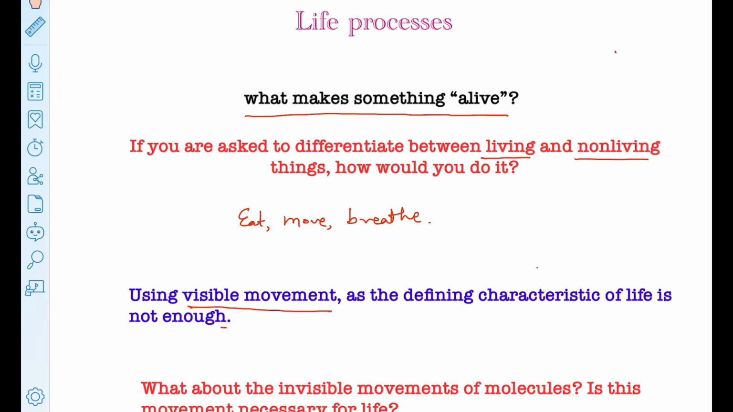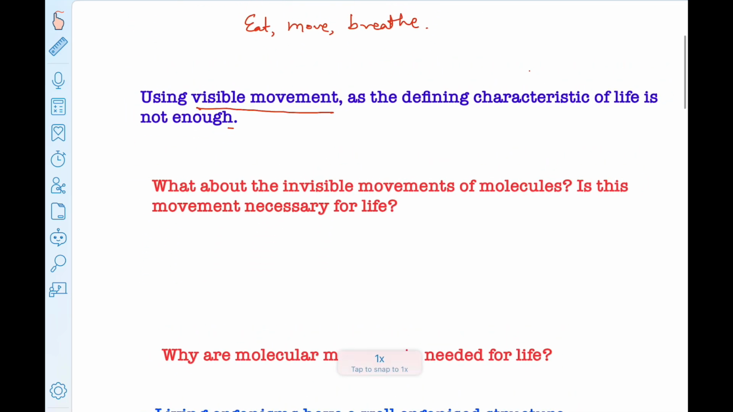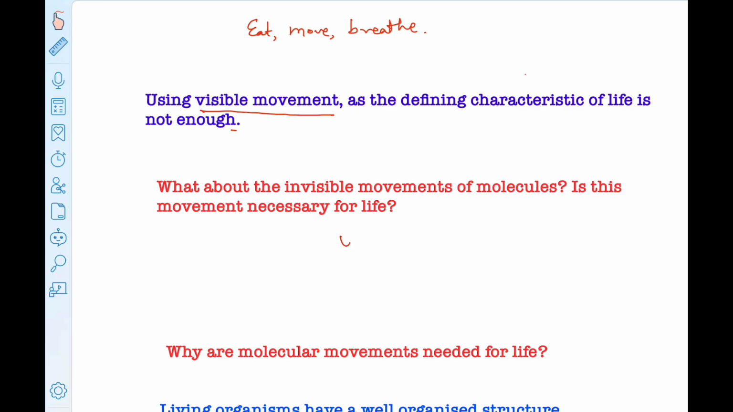We cannot say that if something moves it is living, and if something is not moving, or we are not able to see it moving, it is not living, right? Some movements are invisible to the naked eye, like movements of molecules. We know there are invisible movements of molecules, right? Are these movements necessary for life? If I ask you this question, what will be your answer? Yes. These movements are necessary for life.